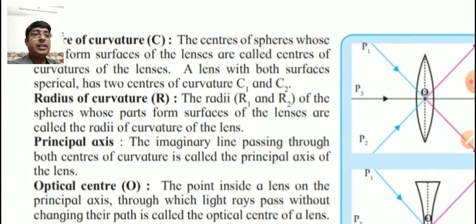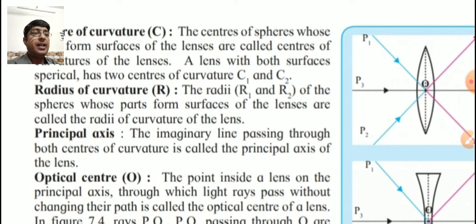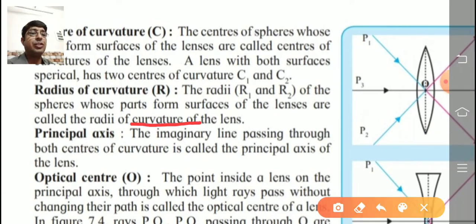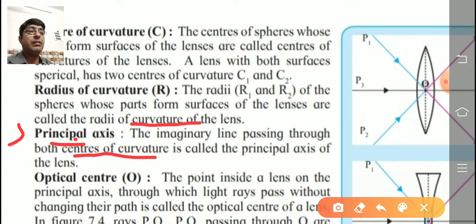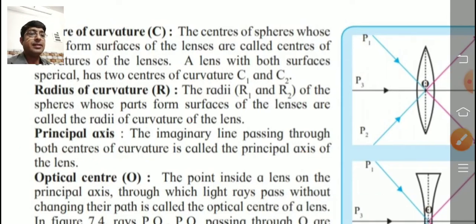Next definition, radius of curvature. The radii, indicated as R1 and R2, of the spheres whose parts form the surfaces of the lenses are called the radii of curvature of the lenses. Third point, principal axis. The imaginary line passing through both the centers of curvature is called the principal axis of the lens.